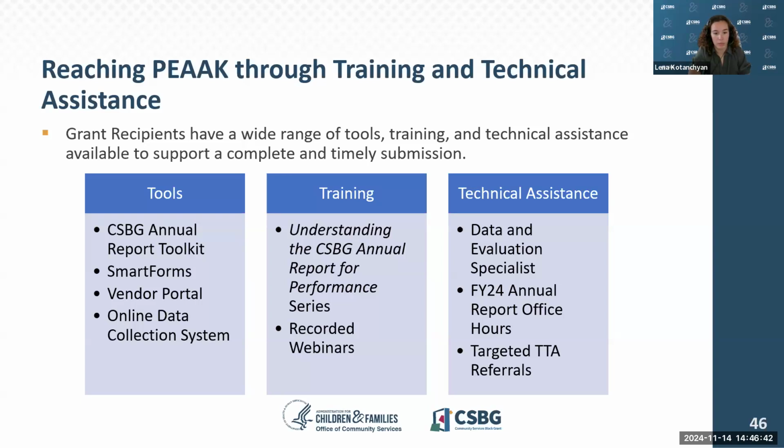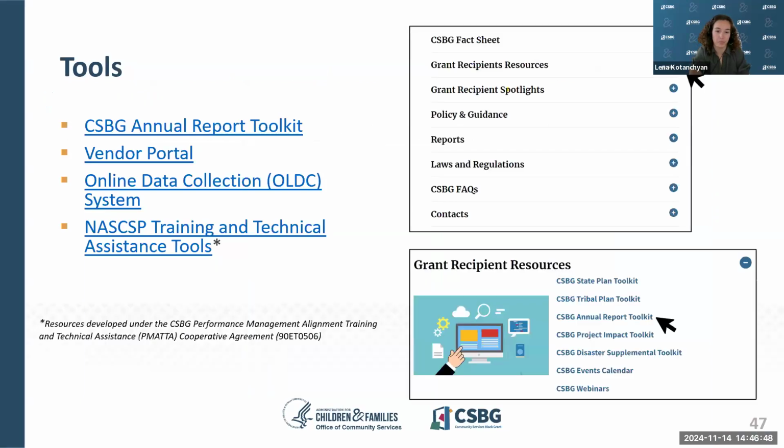I will spend a little bit more time talking about each one of those in more detail. Next slide. Please note the important links that are referenced on this slide, and my colleague is sharing them in the chat. From the OCS Community Services blog grant homepage, you can access our CSBG Annual Report Toolkit, CSBG Events Calendar, and the CSBG Webinars by scrolling to the bottom of the page and dropping down to grant recipient resources. You will then be able to access the applicable links and resources as noted in the bottom photo on the slide. If you need any additional support, please reach out as soon and as often as you need.